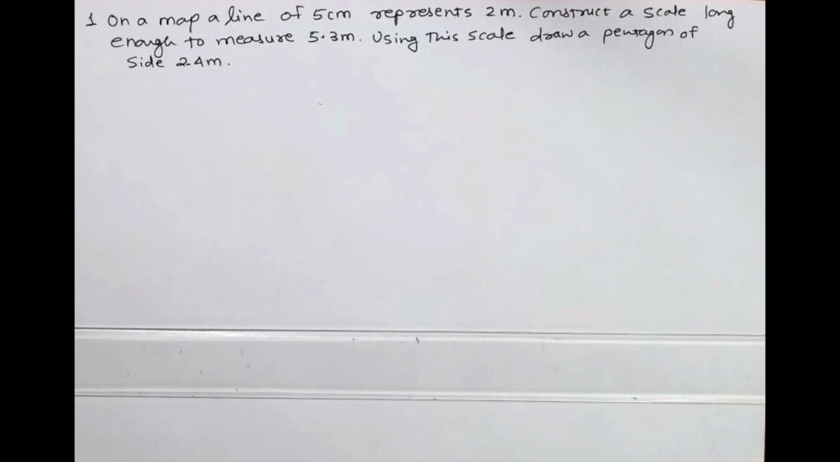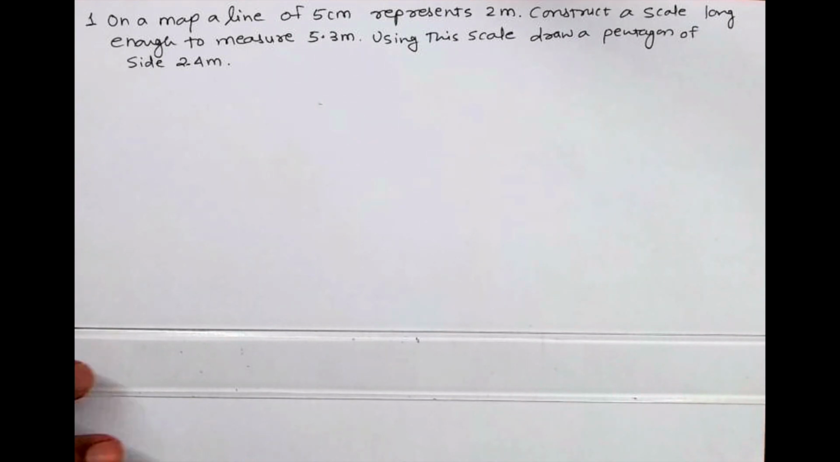Welcome to Technical Drawing. Today we'll see: on a map, a line of 5 cm represents 2 meter. Construct a scale long enough to measure 5.3 meter. Using this scale, draw a pentagon of side 2.4 meter. So it's a plain scale sum.